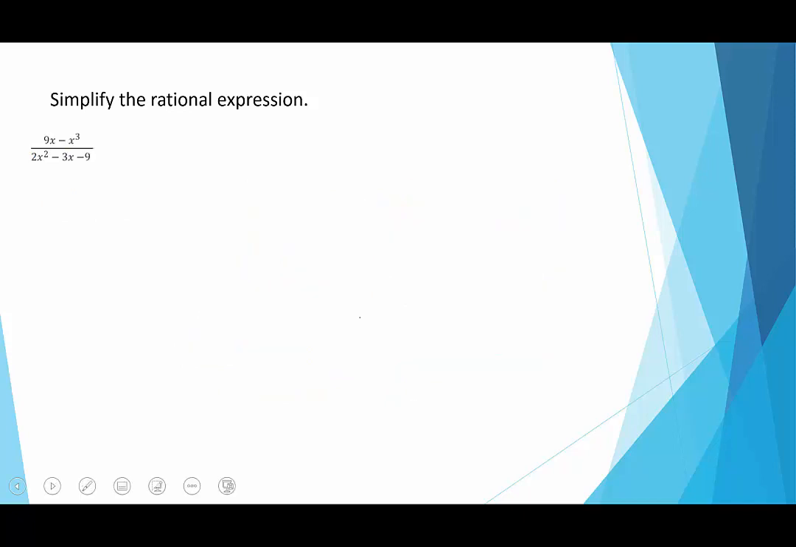Okay, let's see what we have going on here. I encourage you to pause the video and see how you can handle this one. Okay, the first thing I notice in the numerator is that the term with the higher exponent is second and negative. That's pretty uncommon, so I'm going to flip it around. So I'm going to write it as negative x cubed plus 9x.